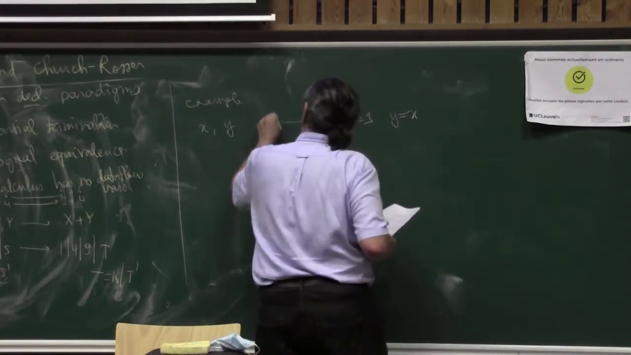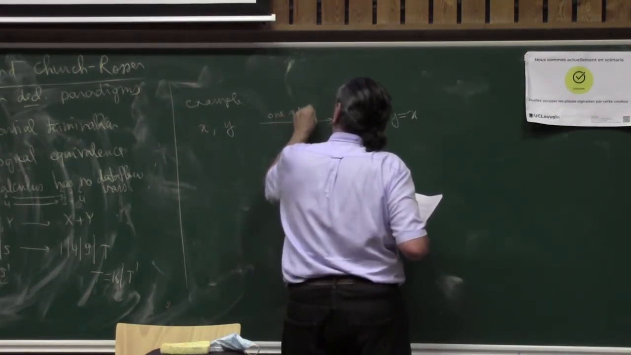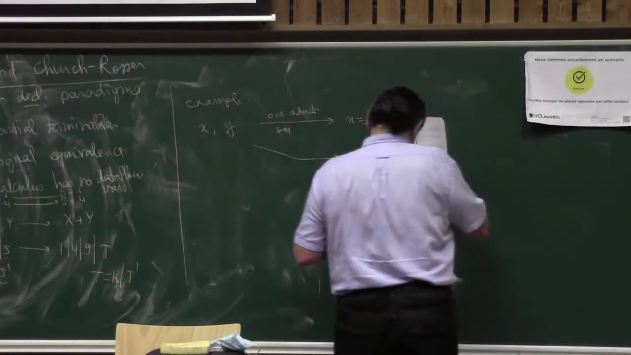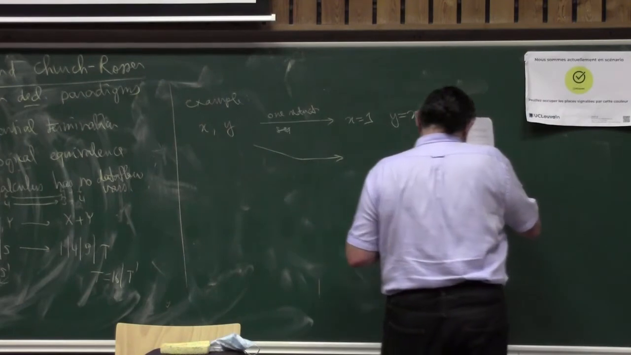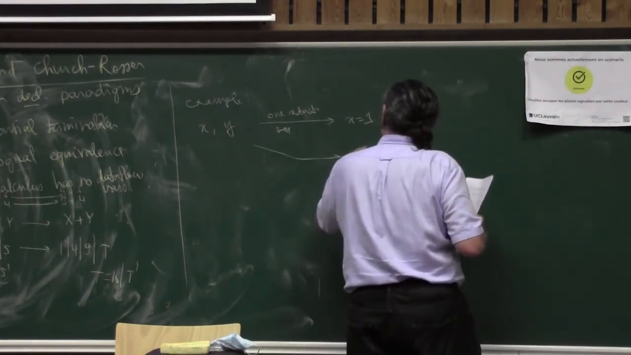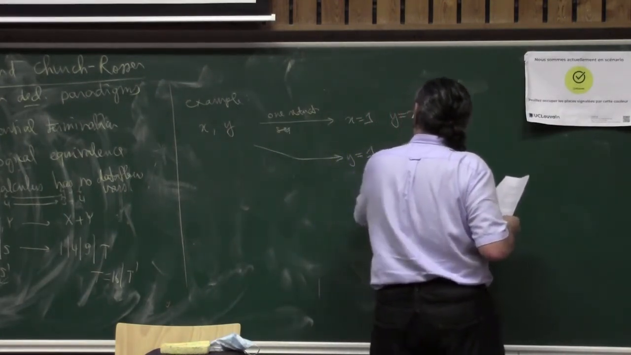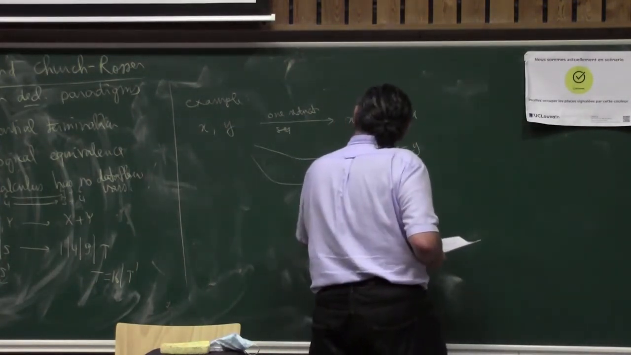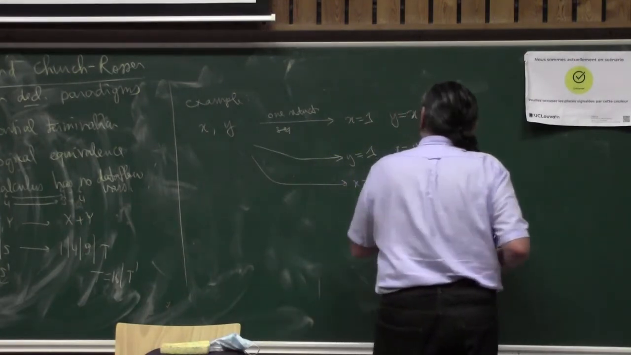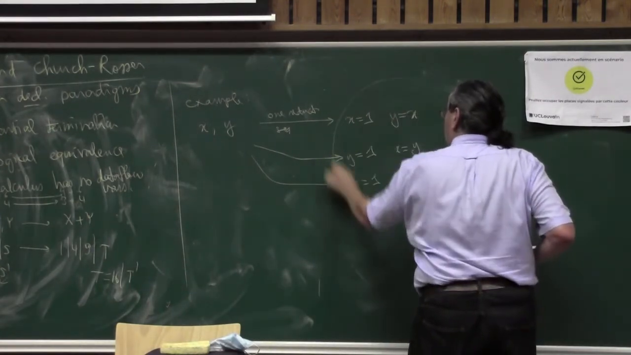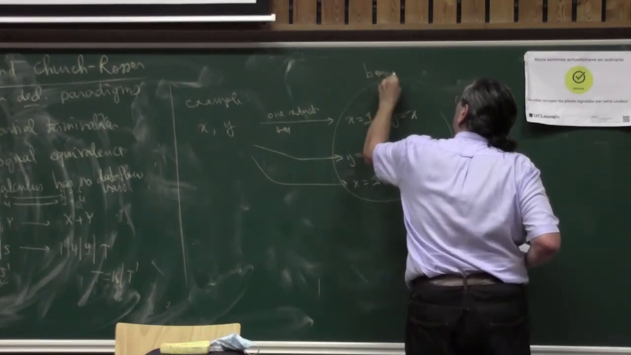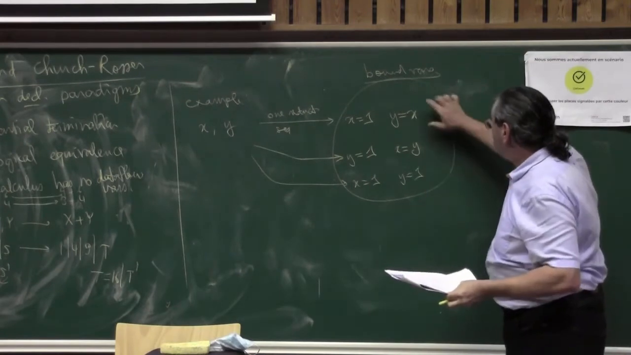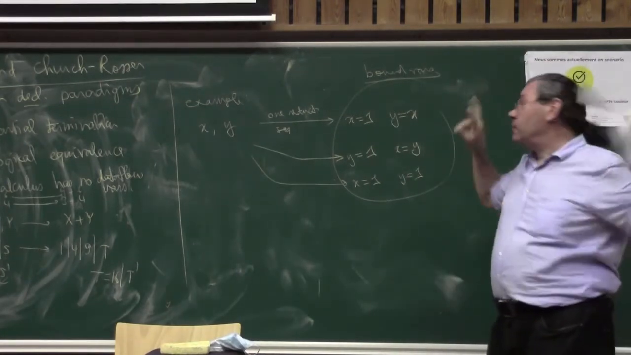This is one reduction sequence. But I can also do another computation. I can say, for example, y is equal to 1, and x is equal to y. Or maybe if I do another computation, I get x equal 1, y equal 1. So the result is actually bound variables here. But there's different possibilities. But in fact, they're all going to be the same.